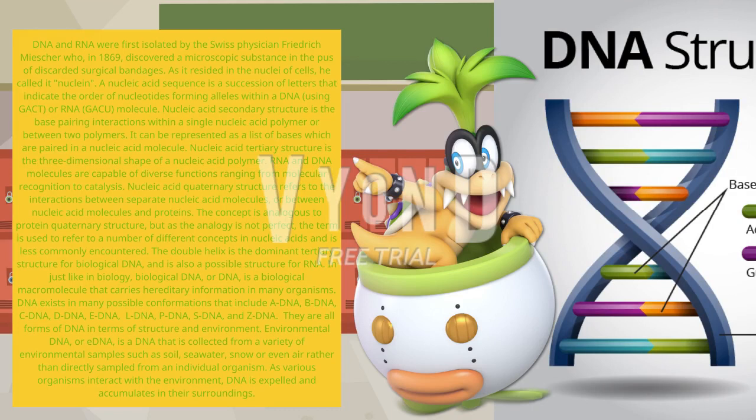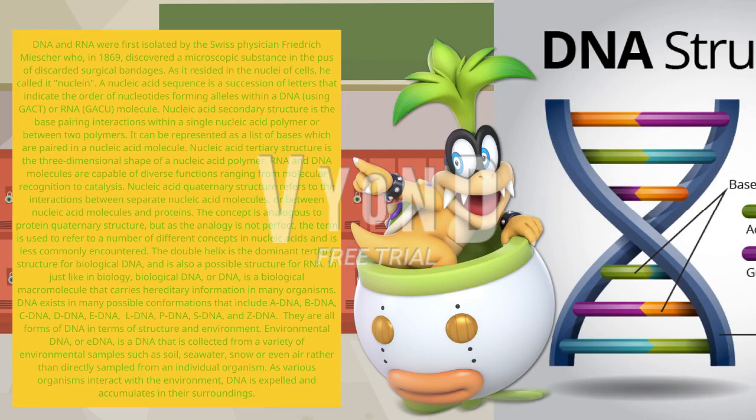A nucleic acid sequence is a succession of letters that indicate the order of nucleotides forming alleles within a DNA, using GACT, or RNA, GACU, molecule. Nucleic acid secondary structure is the base pairing interactions within a single nucleic acid polymer or between two polymers. It can be represented as a list of bases which are paired in a nucleic acid molecule.